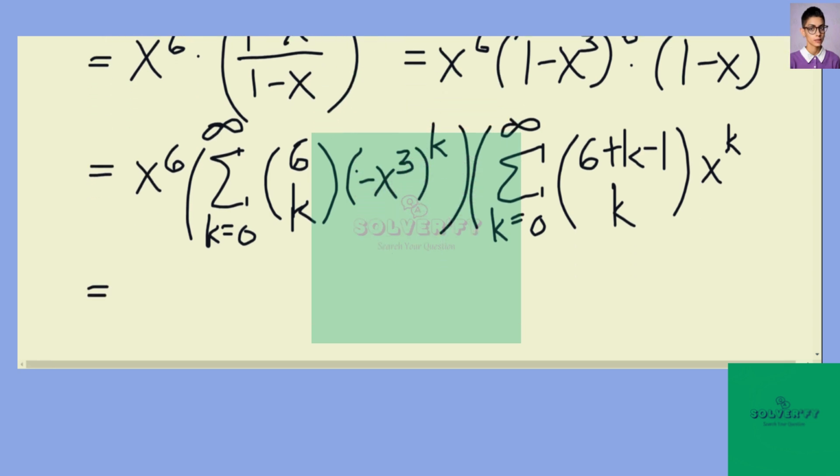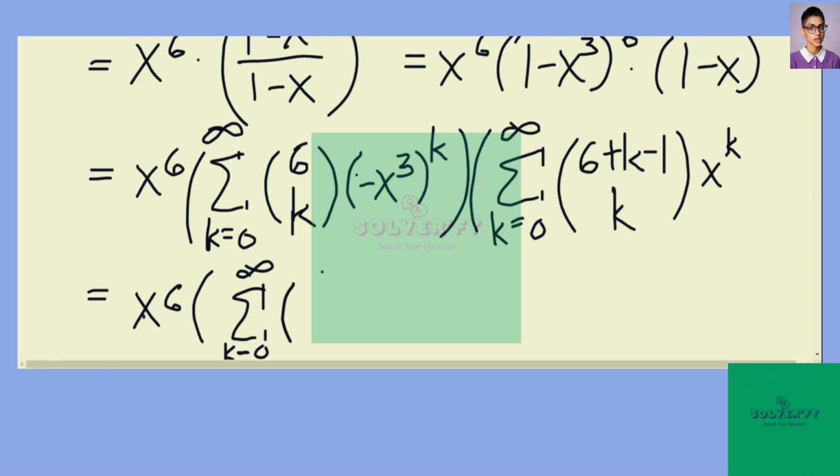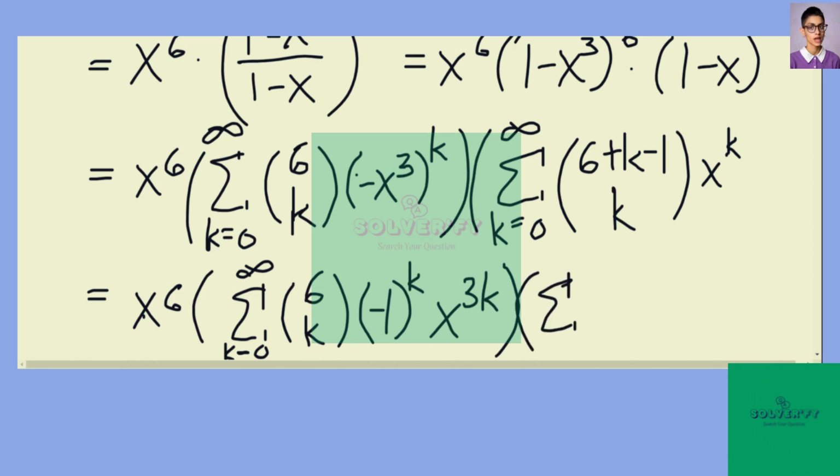This is equal to x to the 6th times the sum from k equals 0 to infinity of 6 choose k and negative 1 to the kth power times x to the 3k, times the sum from k equals 0 to infinity of 5 plus k choose k times x to the kth power.